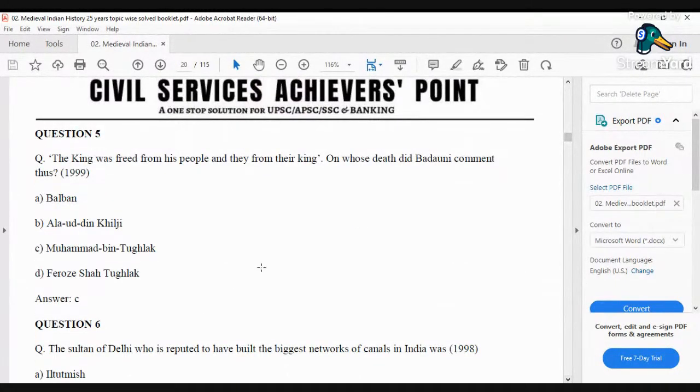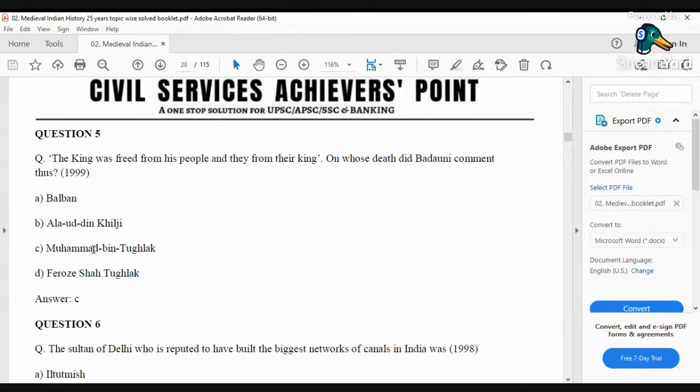Then, the king was freed from his people and they from their king. On whose death did Badauni comment this? This is very important, and this is related to something which I have already shared with you guys. On whose death did Badauni, another historian by the way, comment this? Now, the answer in this case would be Muhammad bin Tughlaq.